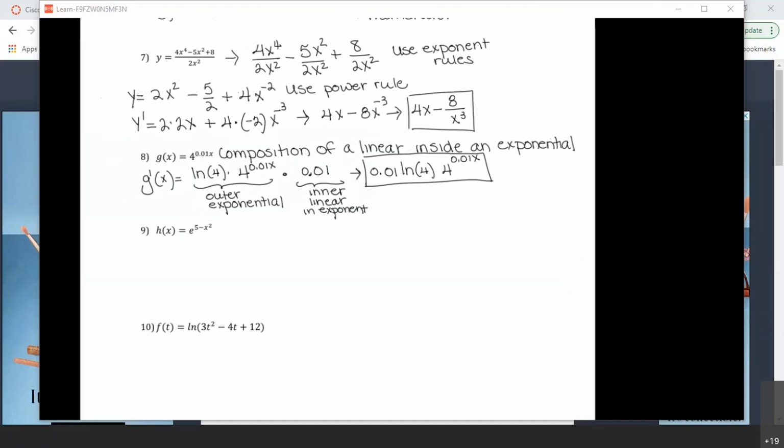Any questions on that one? Questions on number 8? All right, then let's look at number 9. What do you see? Again, tell me what shape you're seeing.